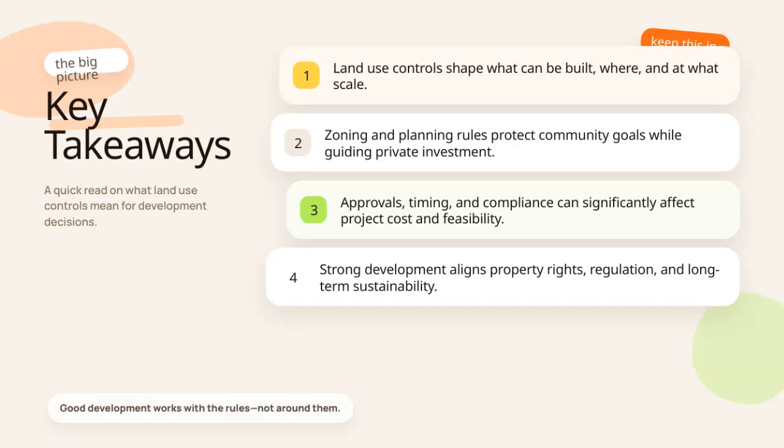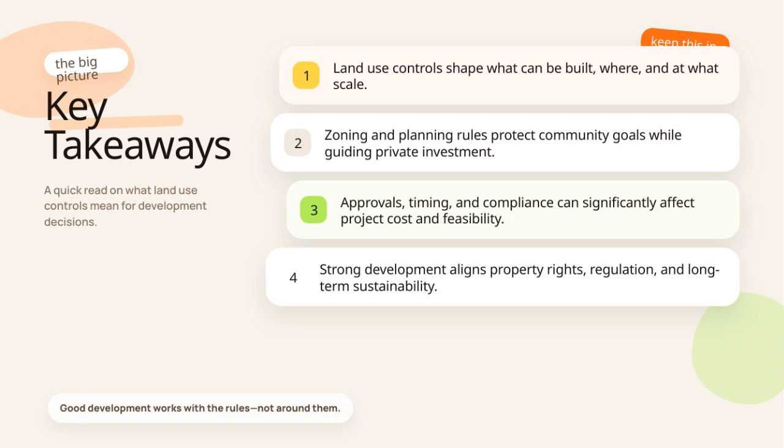Let's wrap up with some key takeaways about land use controls and what they mean for development decisions. First, land use controls determine what can be built, where it can go, and how big projects can be. It's not just about rules. These controls help protect community goals while guiding private investment in a way that benefits everyone. Second, the process of approvals, timing, and making sure projects comply with regulations can have a big impact on costs and whether a project is even feasible. Understanding this helps developers plan better and avoid surprises.